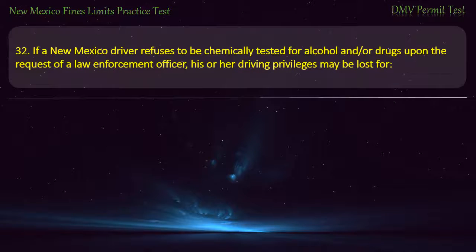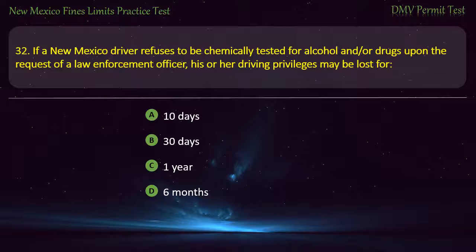Question 32. If a New Mexico driver refuses to be chemically tested for alcohol and/or drugs upon the request of a law enforcement officer, his or her driving privileges may be lost for 10 days, 30 days, 1 year, 6 months. Answer. 1 year.